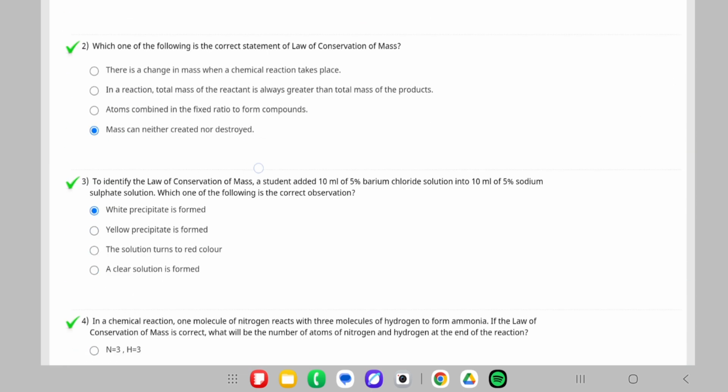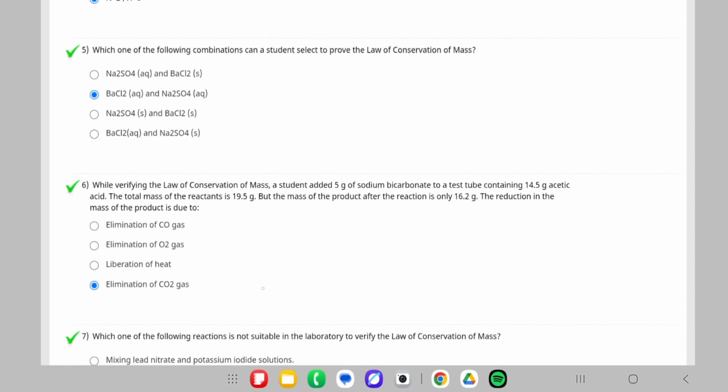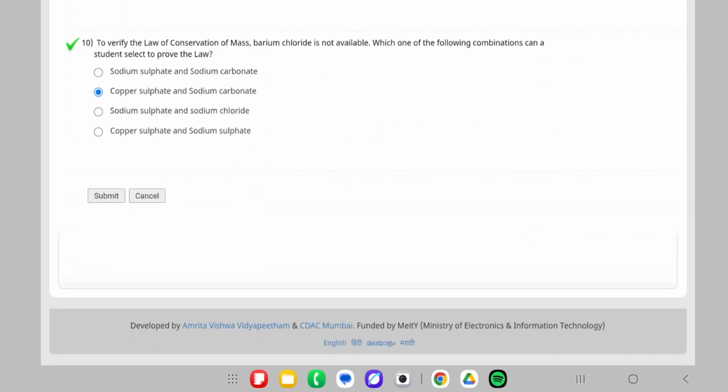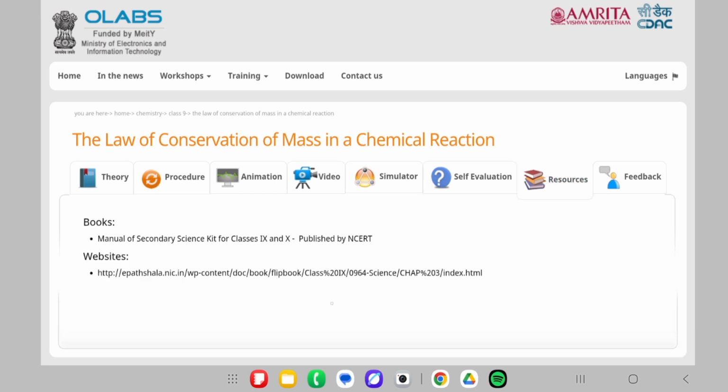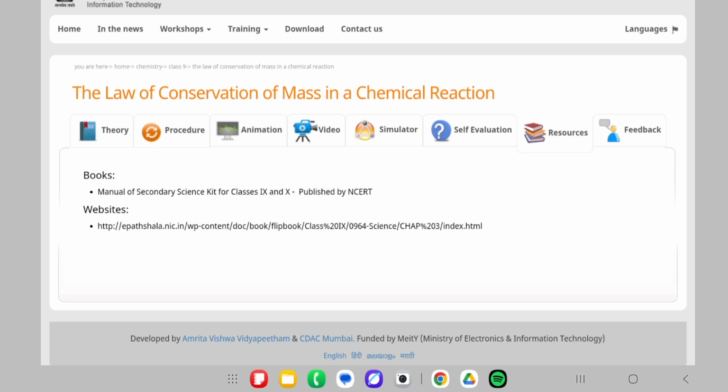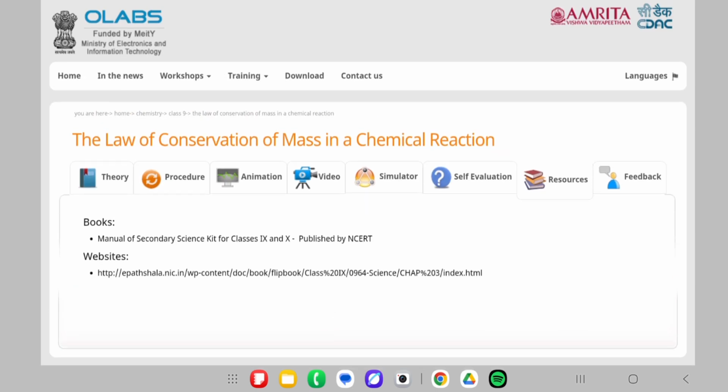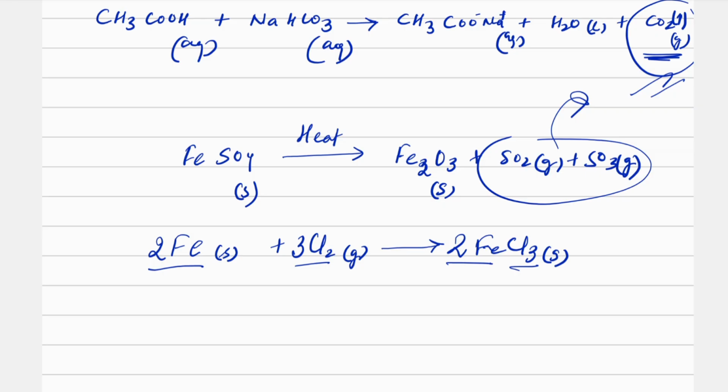First answer is correct, second is correct, third is correct, as you can see, fourth, fifth, sixth, seventh, eighth and ninth, every answer is correct. So you can self-evaluate yourself. There are resources given also, from where it has been taken. And this is how Amrita OLabs helps you in knowing the law of conservation of mass or different laws. So I hope you understand what the law of conservation of mass is, and also understand how these online labs are used for understanding the concept.